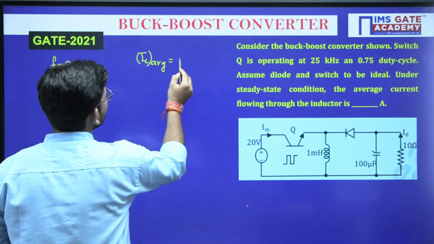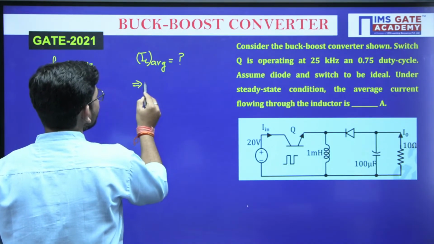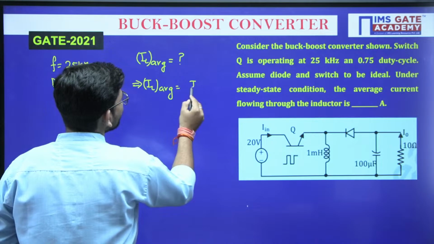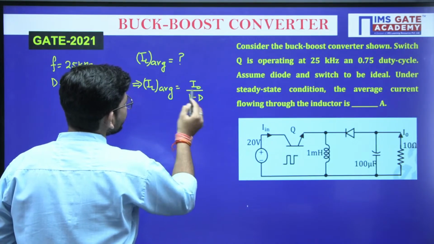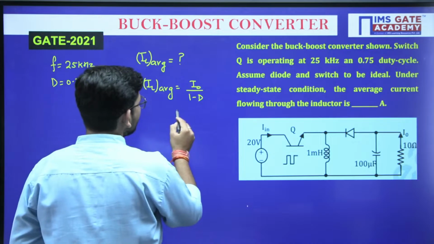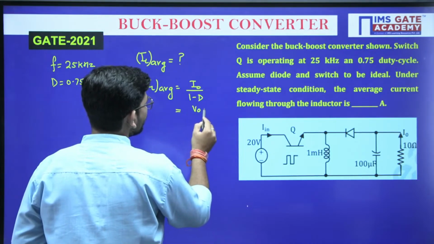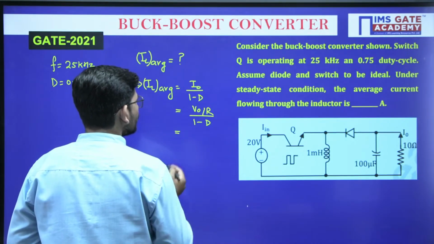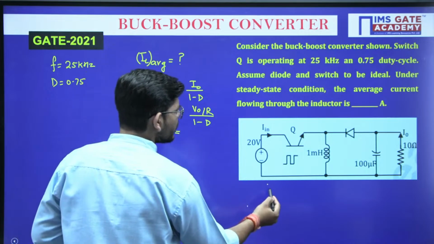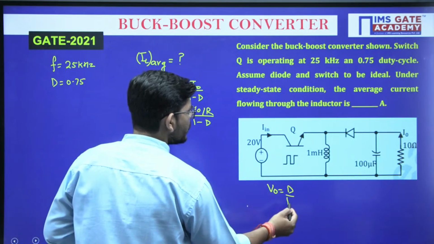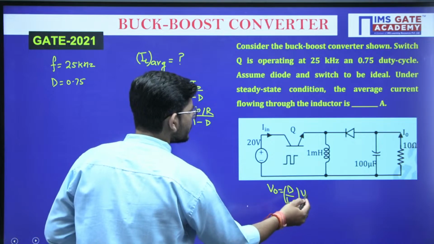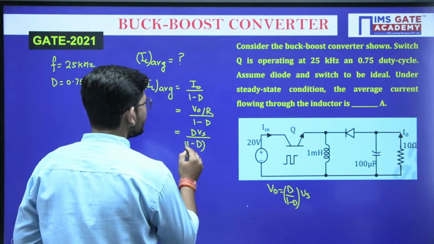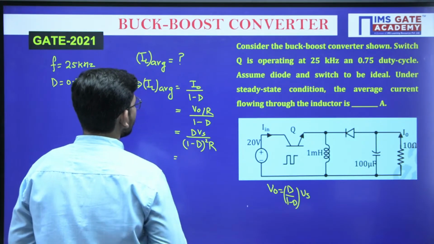average inductor current. Okay. So in order to calculate average inductor current, what do we require? We require the value of I naught upon 1 minus D. So D is with us, isn't it? I naught we don't have. I naught we can calculate by V naught by R. Just see here how easily I am going to derive all the formula. So V naught in case of buck boost converter, you know V naught is equal to D upon 1 minus D times Vs. If I put this value, I am going to get dVs upon 1 minus D square into R.